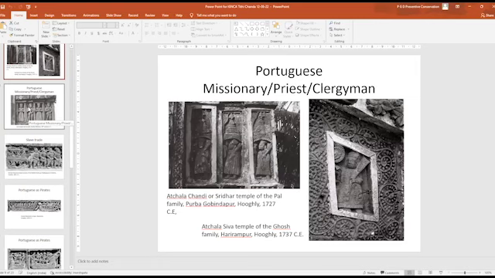And this is the missionaries, apart from the Ananta Vasudeva temple. In other temples of Hubli and around, there are also representations of Portuguese missionaries.